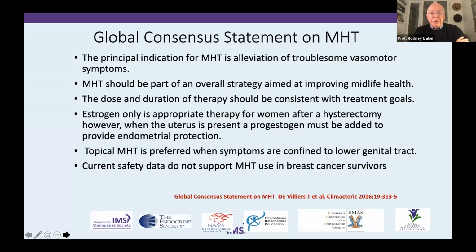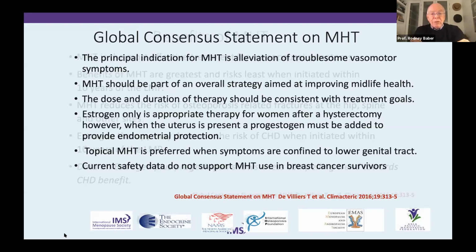Estrogen only is appropriate therapy for women who have had a hysterectomy. But when the uterus is present, a progestogen must be added to provide endometrial protection. If symptoms are confined to the lower genital tract, topical MHT will often suffice. And unfortunately, current safety data do not support MHT use in breast cancer survivors.